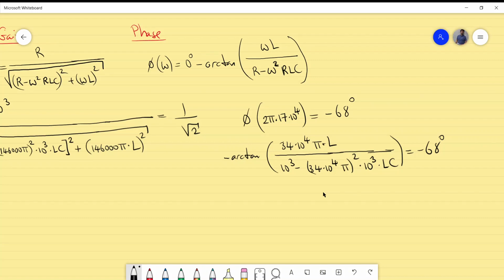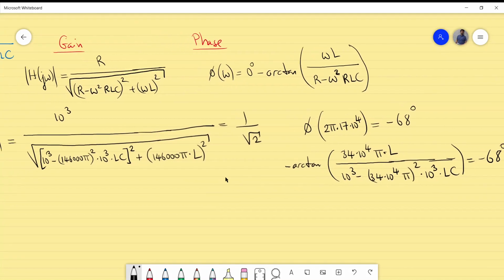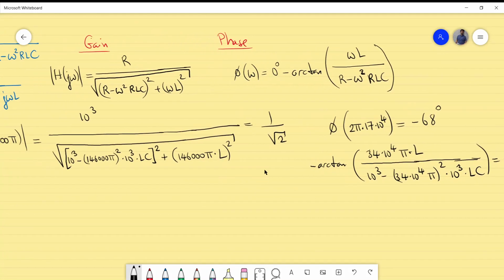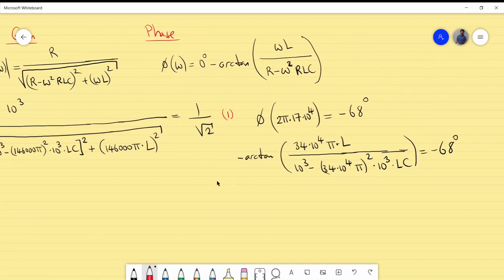Okay, this is actually the expression for the phase. As you can see, again we have two unknowns, but we have now two equations, so I can now number them, because this is just number 1, and this is just number 2. So I have two equations already. What do I do next? What can I do next?